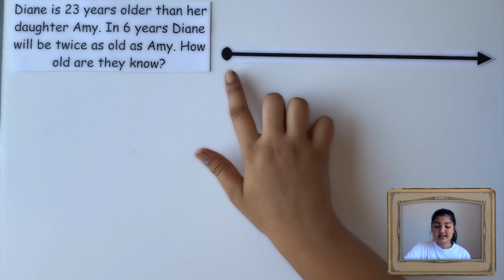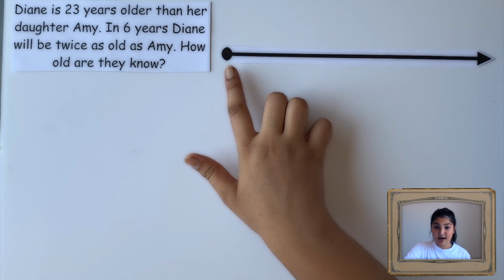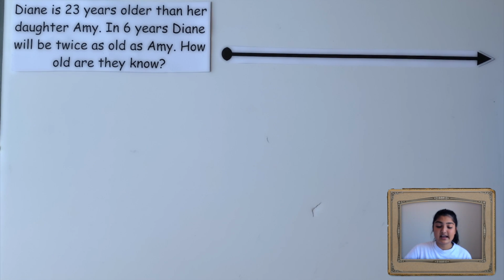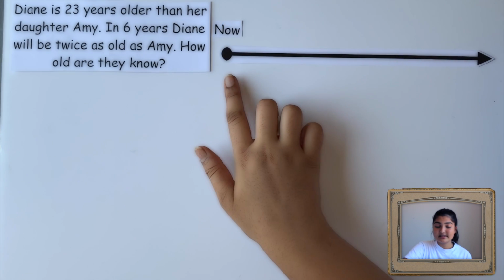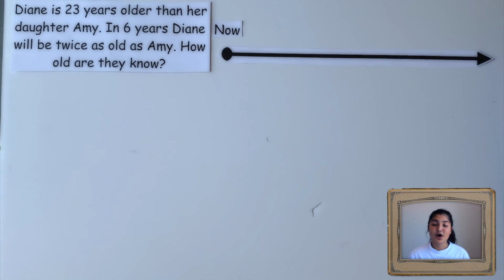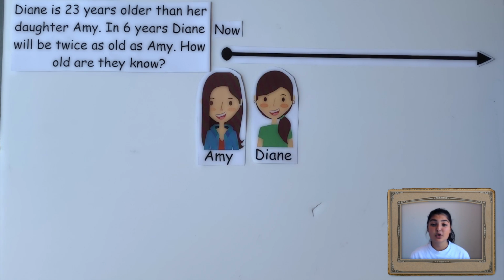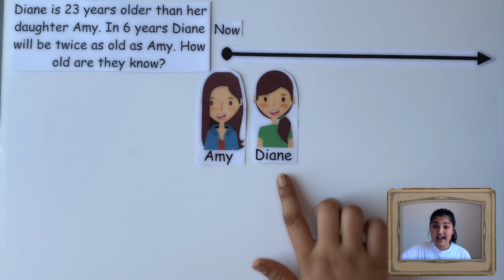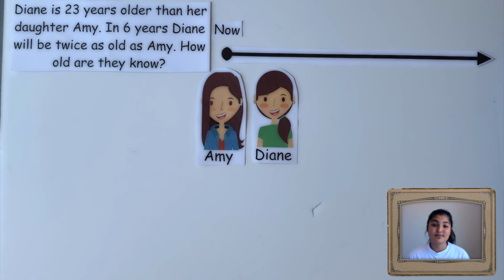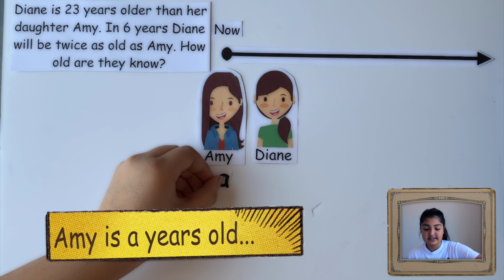Let's suppose this point at the start of our timeline represents the time now. So how old are Diane and Amy now? Well, since the question is asking to find their present ages, or the ages of Amy and Diane now, let's assume how old they are. Let's assume that Amy is A years old.